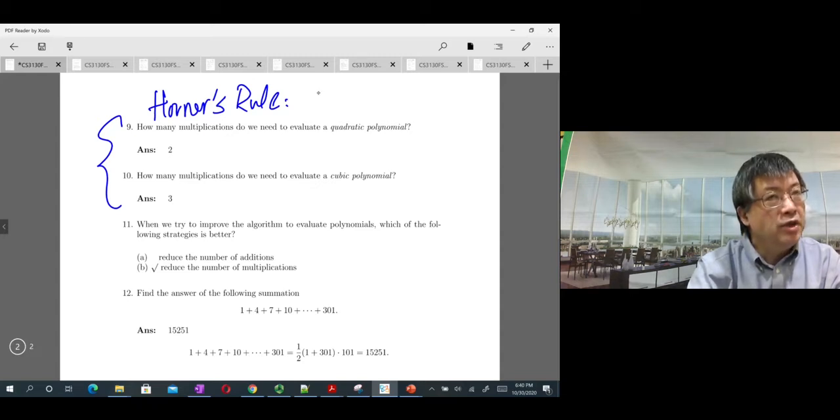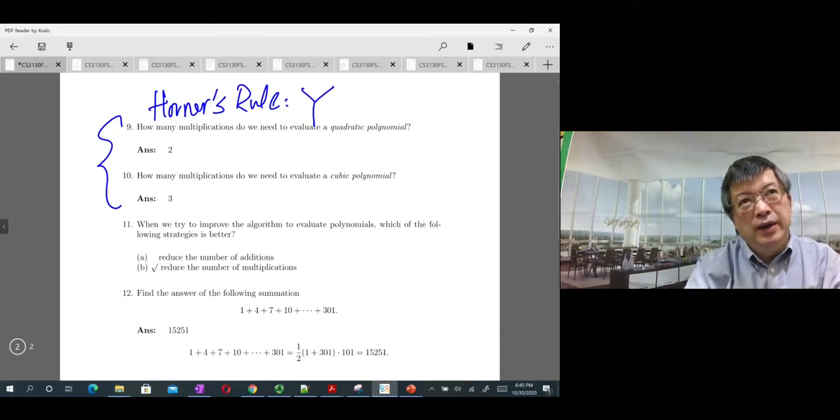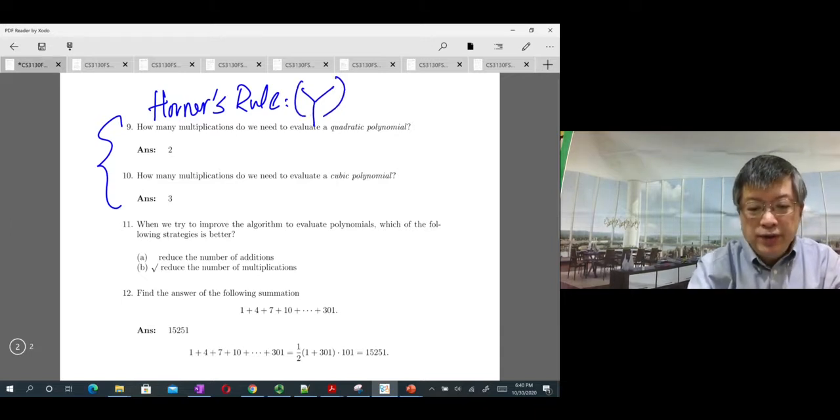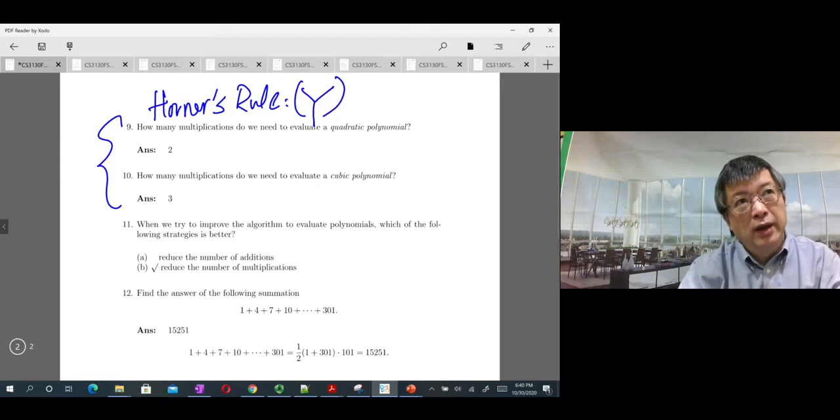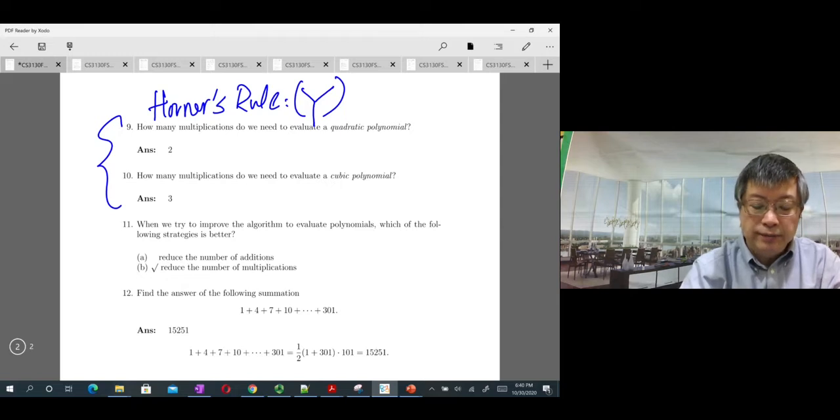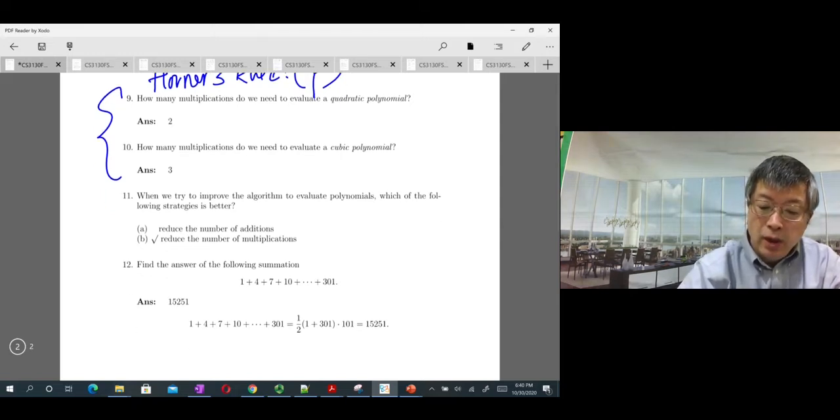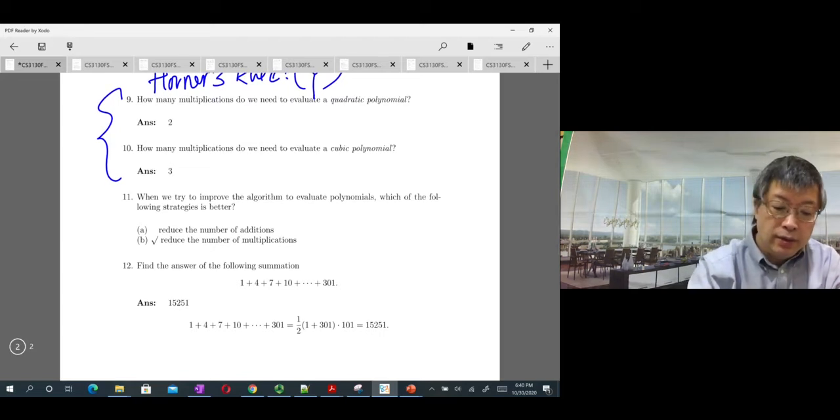X or Y. Let me see. Probably Y. Because we have too many things to cover. It's important, I may like to cover it, but we have too many things. So I set it as Y. Okay, Horner's rule. Here, right? So let's skip.